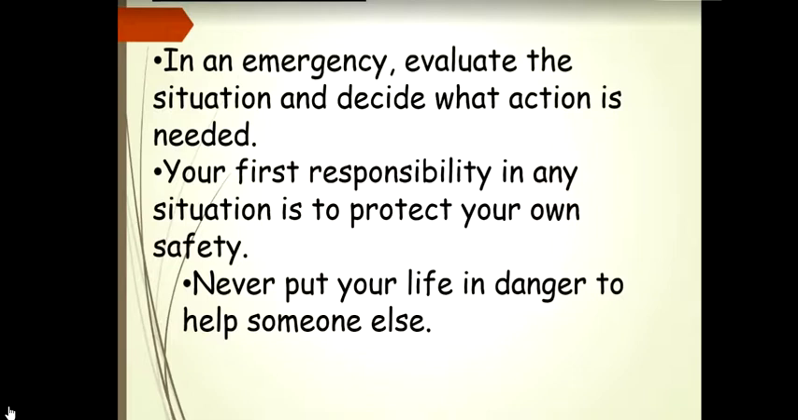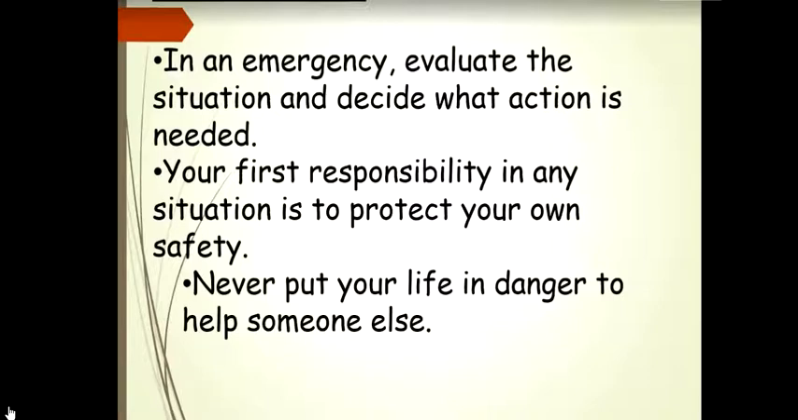Making a decision to take action involves evaluation of a situation and deciding on what action to take or what is needed. So your first responsibility in any life-threatening situation is your own safety. Please always note and underline that somewhere within your thought process. Your own safety is critical and is your basic responsibility.